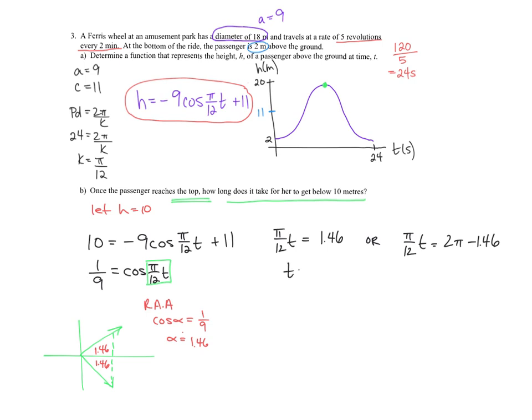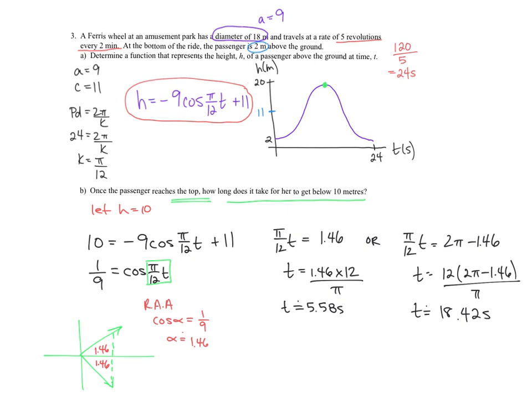So at this point, I'm going to have 1.46 times 12, divide that by pi, and I'm going to get that time is approximately 5.58 seconds. So our passenger is at a height of 10 meters at 5.58 seconds, or I'm going to have 12 times my 2 pi minus 1.46 all over pi, and I'm going to get that the next time that they are at a height of 10 meters is at 18.42 seconds. Okay, so now let's take some time to interpret this.